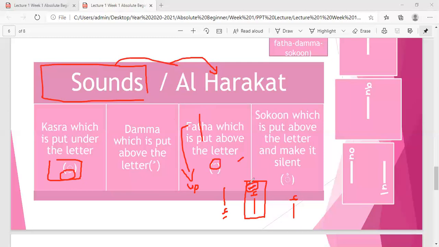Below the letter. Okay. Do you see this shape now? What will I do? I'll put the shape of damma now. This is damma, which has the shape of a small comma.